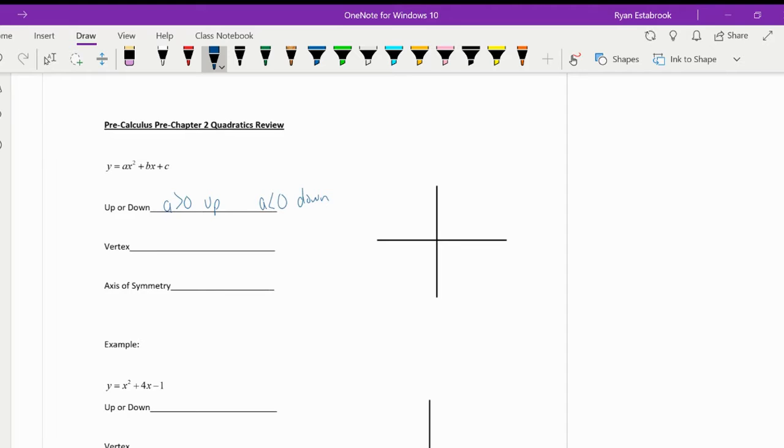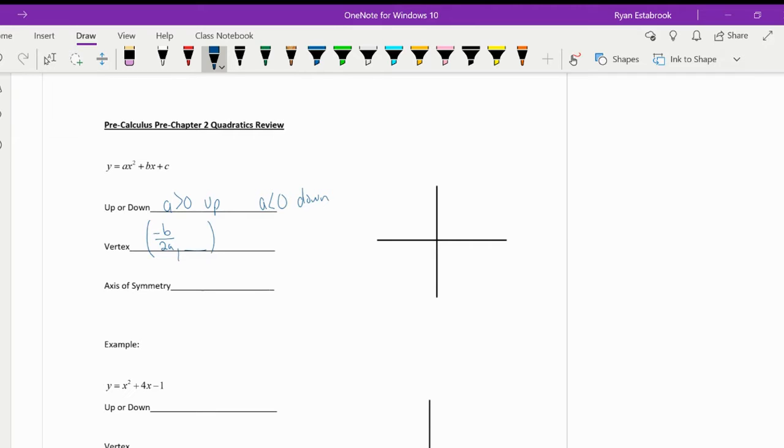For the vertex, we're going to take the coefficient in front of x, which is our b value, take the opposite of that and divide it by 2 times a, and that will give us the x value of the vertex. To find the y value, then you just plug this in for the x's and evaluate that, and that'll give you your y value for the vertex.